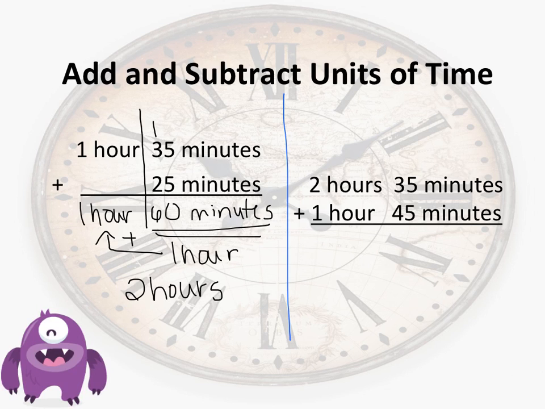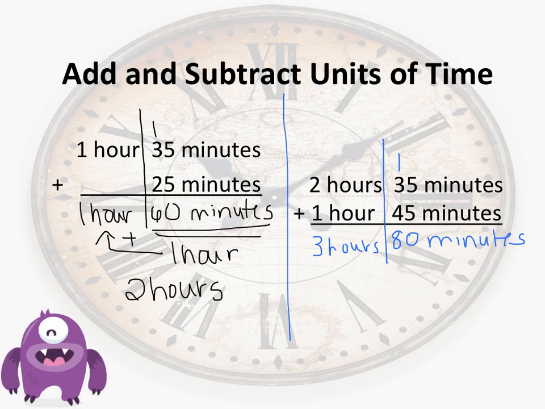Let's look at this second example. 2 hours and 35 minutes plus 1 hour and 45 minutes. I start by adding 35 minutes and 45 minutes. 5 plus 5 is 10, and 1 plus 3 plus 4 is 8, giving me 80 minutes. And 2 hours plus 1 hour is 3 hours.